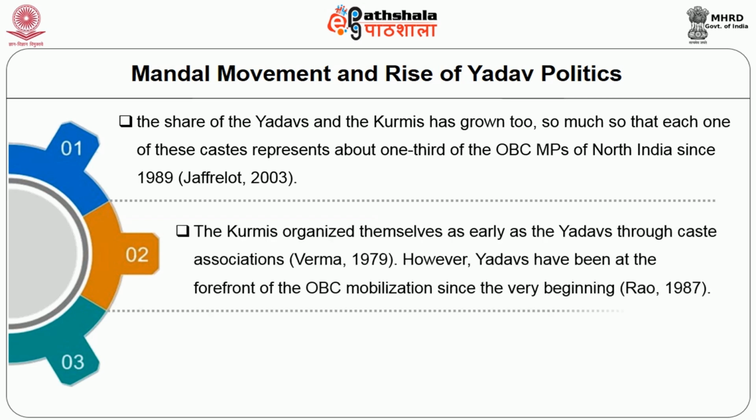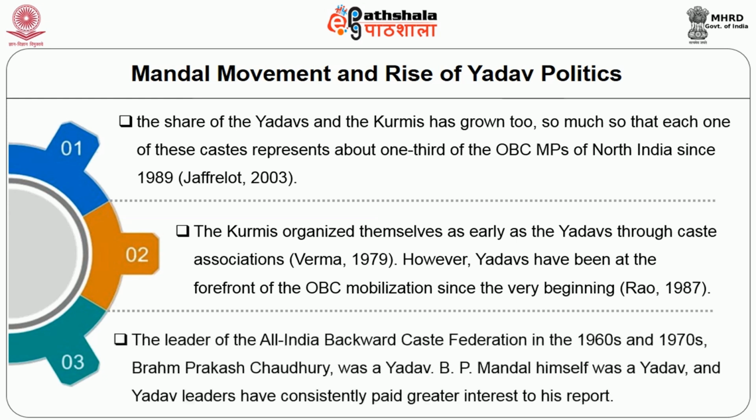The Kurmis organized themselves as early as the Yadavs through caste associations. However, Yadavs have been at the forefront of the OBC mobilization since the very beginning. The leader of the All India Backward Caste Federation in the 1960s and 70s, Brahma Prakash Chaudhary, was a Yadav. B.P. Mandal himself was a Yadav, and Yadav leaders have consistently paid greater interest to his report.